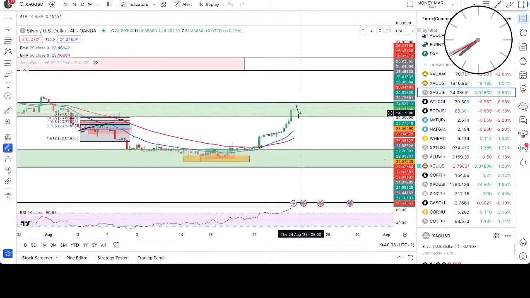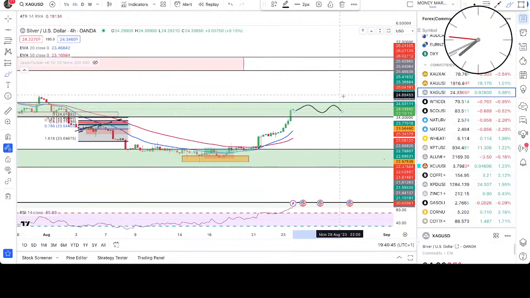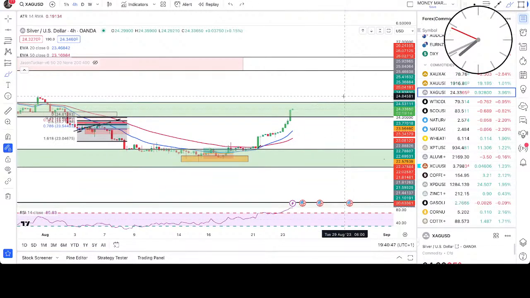If you're not an aggressive trader and you want extra confirmation, then you can wait and see if the price forms a double top. But if you're an aggressive trader, that would be a very good entry. The next candle after this candle can be a bearish engulfer. That can be your sell signal.